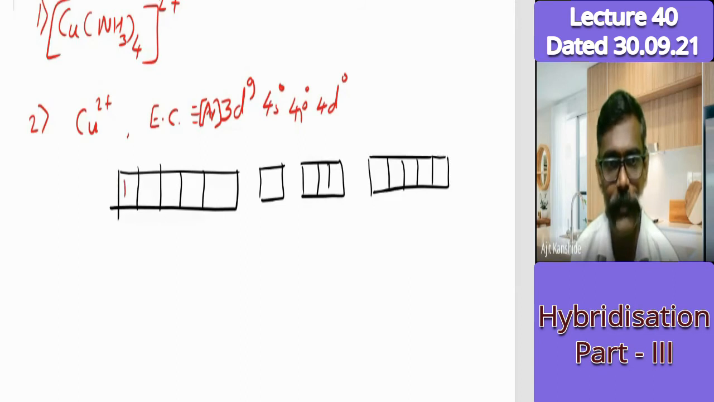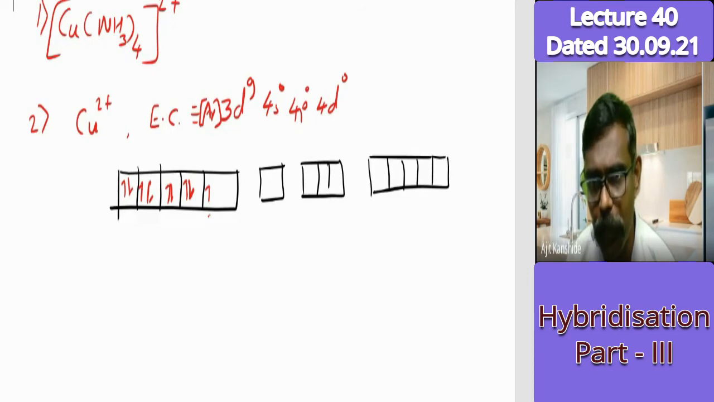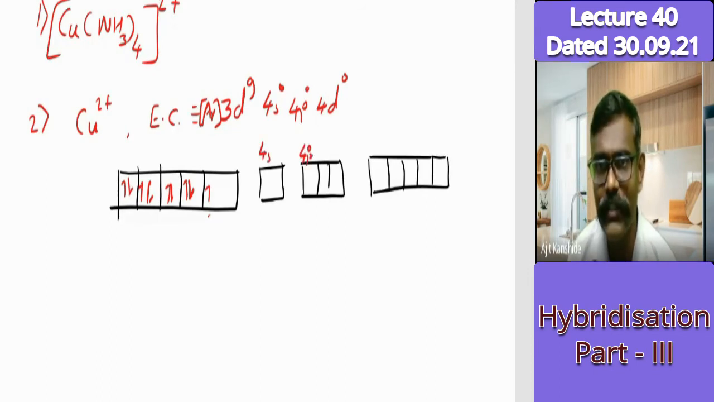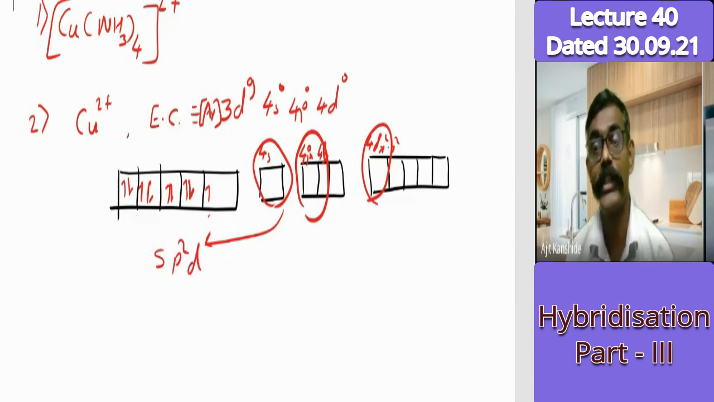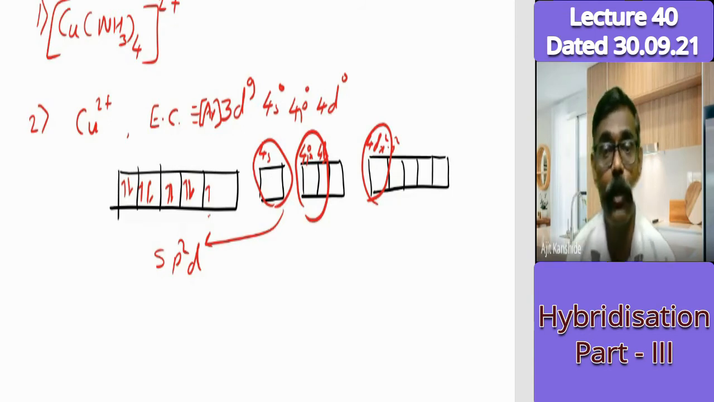Here 9 electrons. I am representing the first electron, second, third, fourth, fifth, sixth, seventh, 8 and 9. So there is one unpaired electron. In the 4s orbital no electron, 4p orbital no electron, and 4d orbital no electron. Here this 4s orbital, 4px orbital, 4py orbital, and 4dx square minus y square, these orbitals only will overlap to give sp2d hybrid orbitals, which are square planar. And in those hybrid orbitals, electrons from ligands will come.